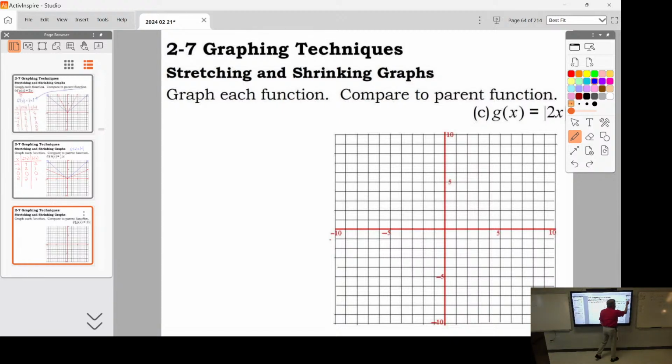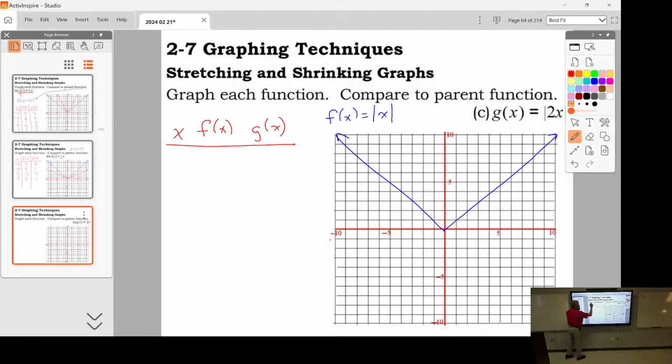We'll start off by comparing it to the parent function. Parent function, f of x equals absolute value of x. And now we'll do our g of x. So we have x, f of x, g of x. When x was -3, the absolute value of -3 is 3, but we're not changing the value of that, are we? G of x is 2 times x. What is 2 times -3? And the absolute value of -6 is? So -3 is 6.